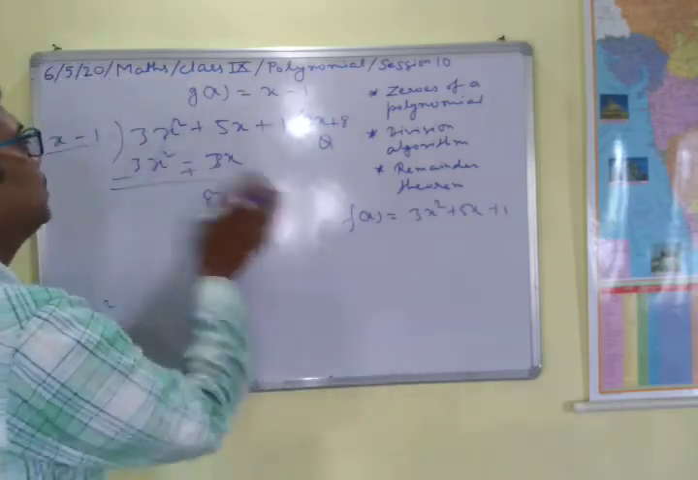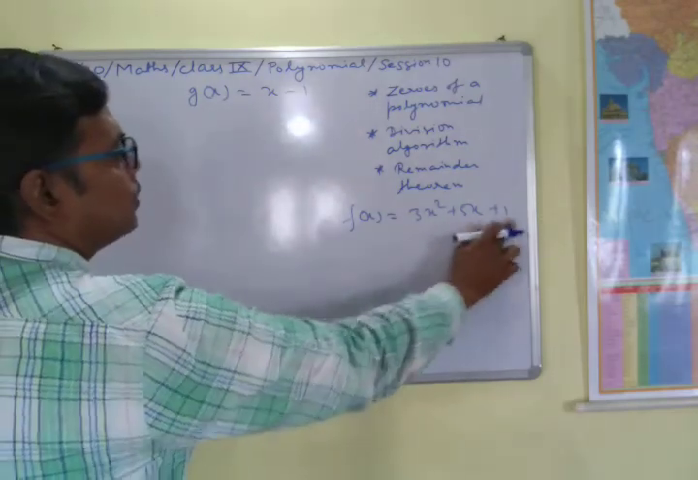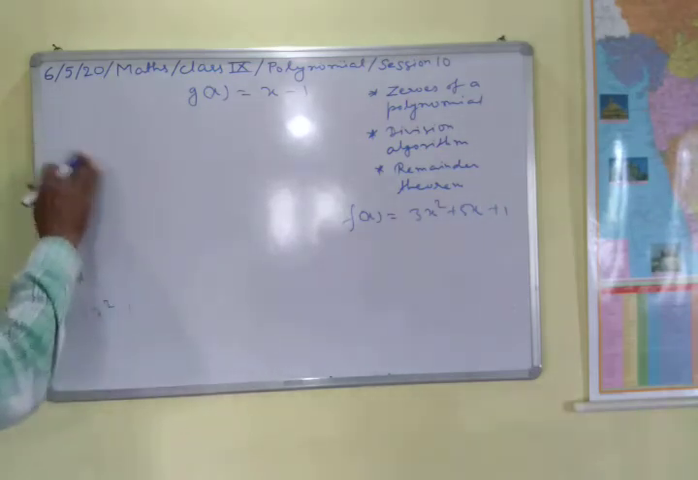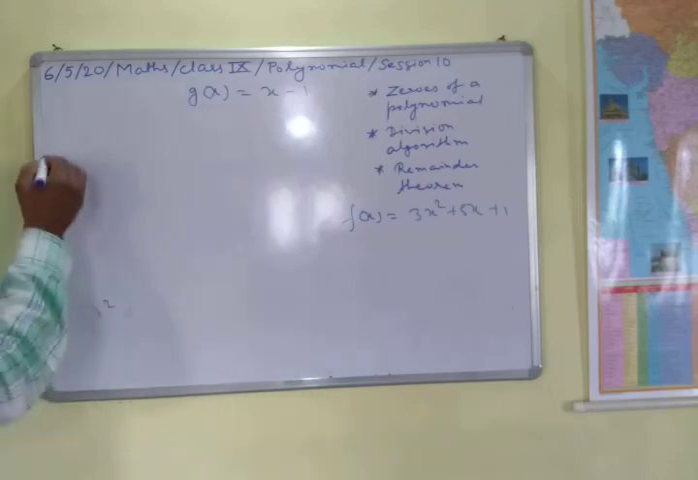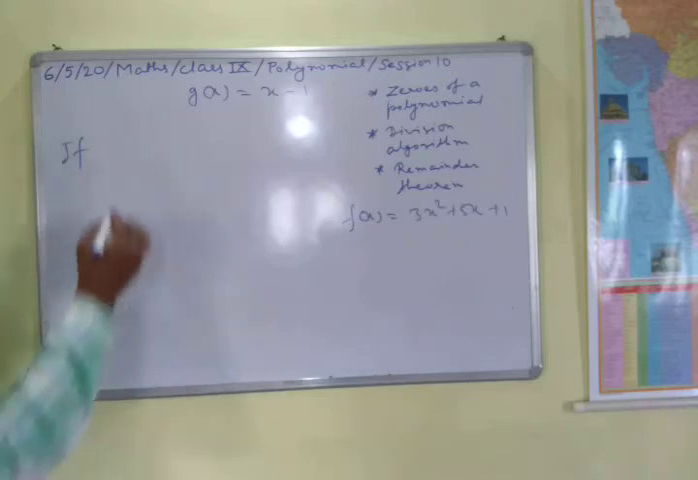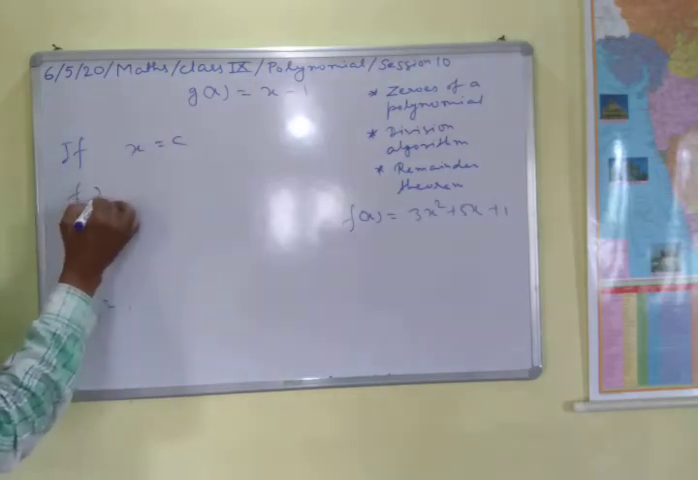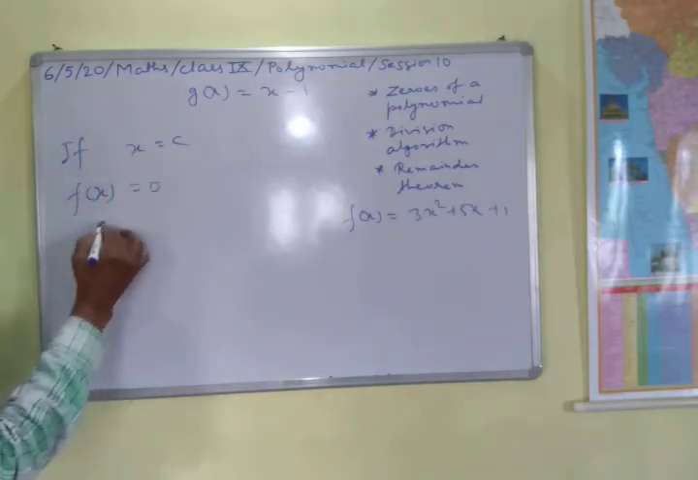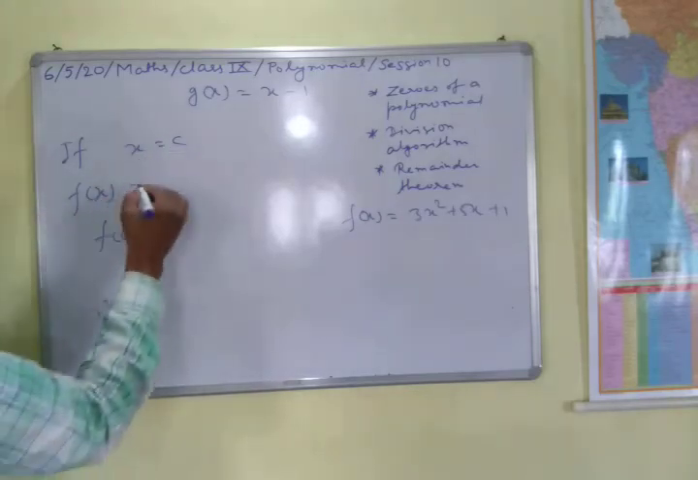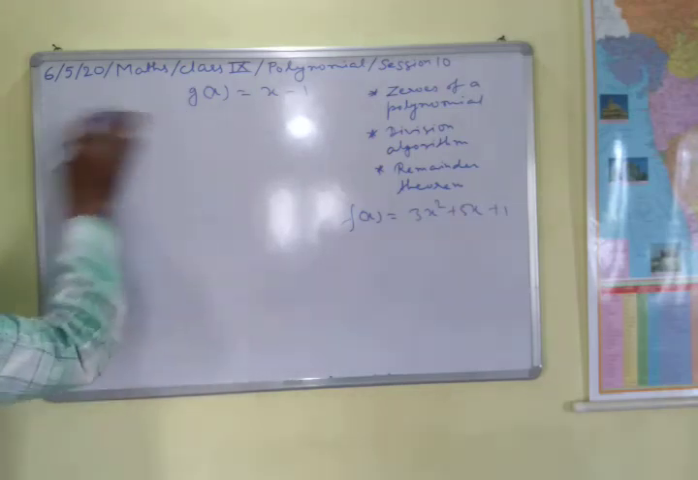From this, we will now discuss the remainder theorem. Now what is the remainder theorem? Again take the same example, f(x) equal to 3x square plus 5x plus 1. So what does the remainder theorem say? If you have any number c, suppose x equal to c, then f(c) equals some remainder r, and this will be called the remainder. I will explain this.